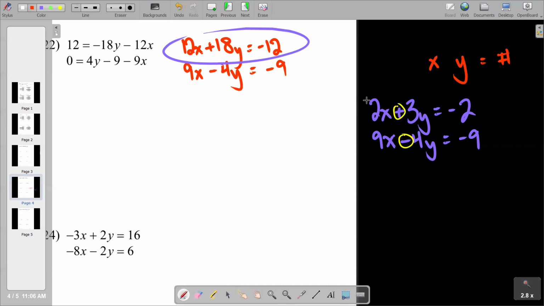So what I'm going to do now that I've done all this extra work, the prep work, is take this top equation and the bottom equation, and multiply them respectively by 4 and by 3. And again, the sweet thing is that I don't have to use a negative because the signs are already cooperative with me. Any questions about that? Okay.